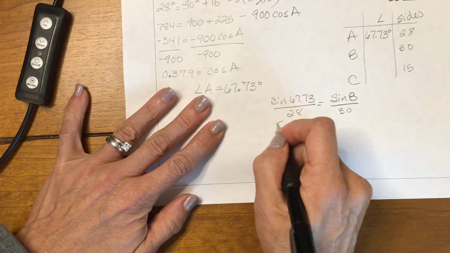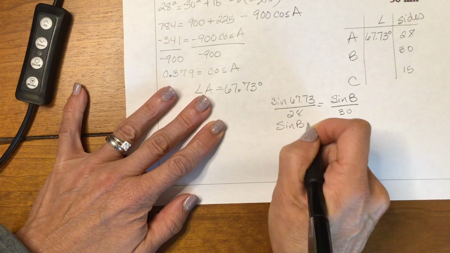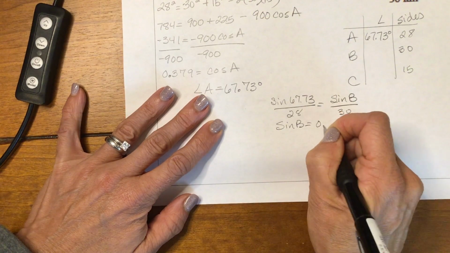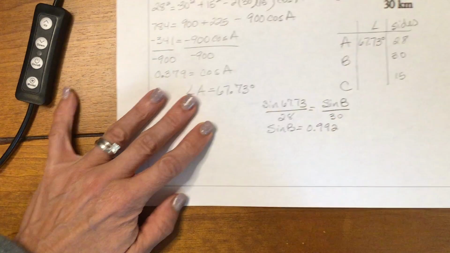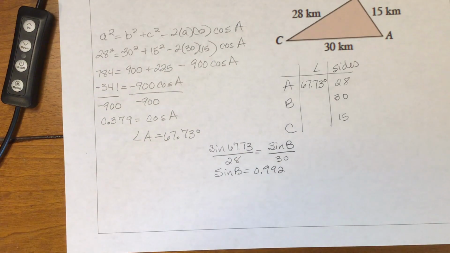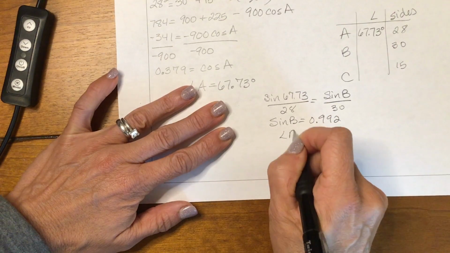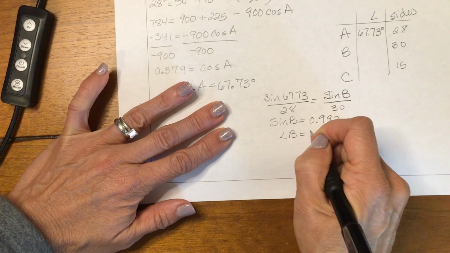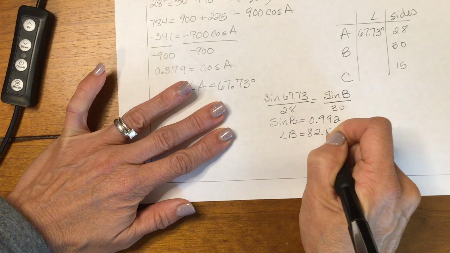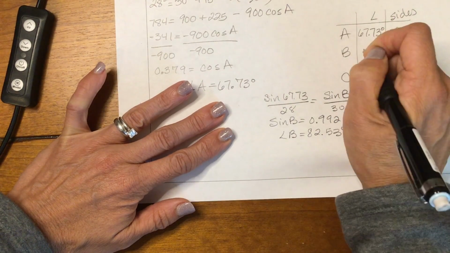And I get that sine of B equals 0.992. I'm going to take the inverse of that to get angle B. And when I do that, I get that angle B is 82.53 degrees.